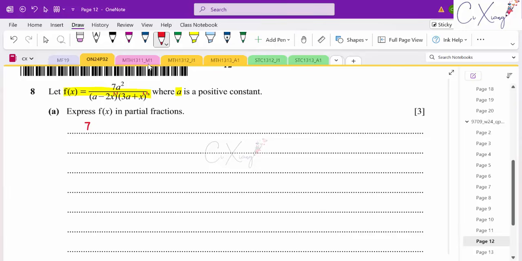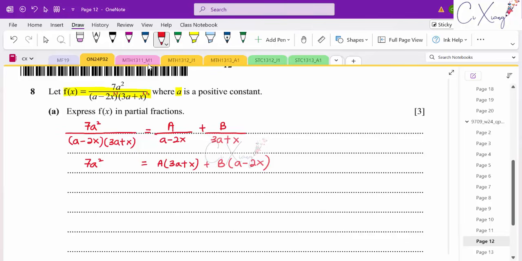To separate the rational function into two partial fractions, because they are linear factors, you can directly expand them into two partial fractions. The first one is A over a minus 2x. The other one will be B over 3a plus x. Alright, so we are having 7a squared equals A(3a plus x) plus B(a minus 2x).